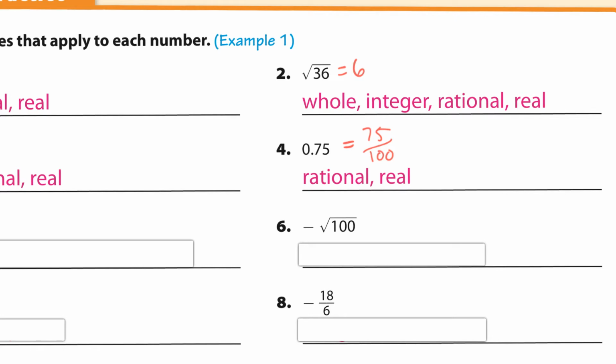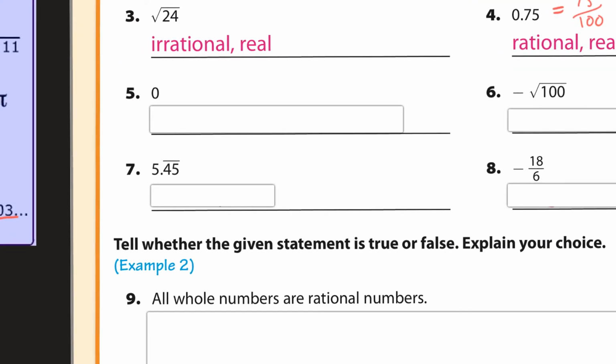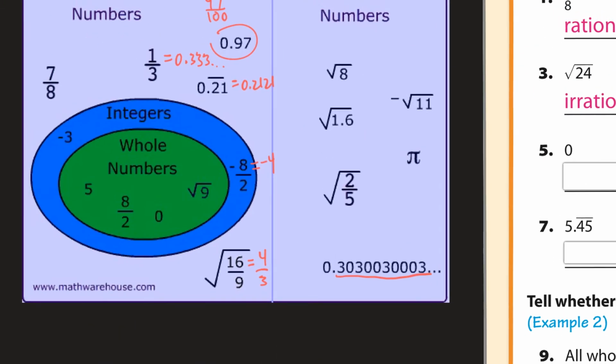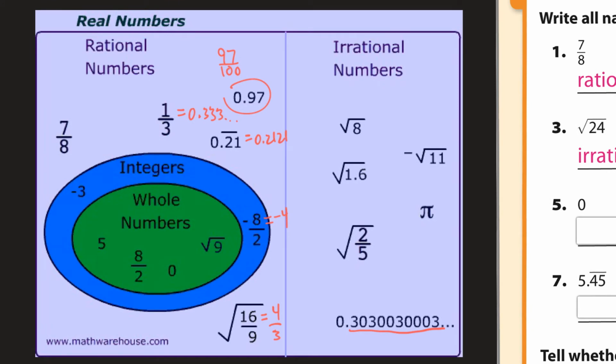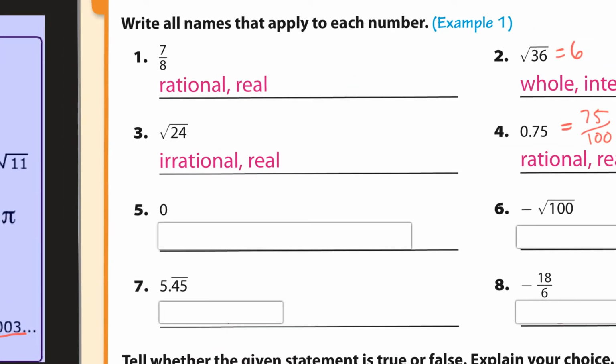Okay, next we'll go with 0. Well, where is 0 in this whole thing? We can see here that 0 is right here. So it's a whole number, and it's an integer, and it's a rational number, and it's a real number. Whole number, integer, rational, real. So that's why we got this going on right here.